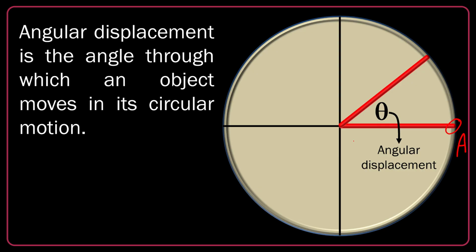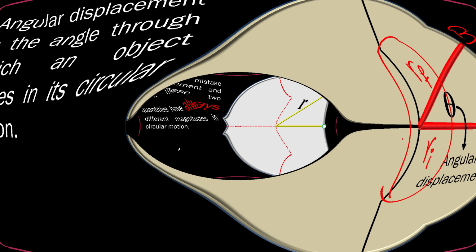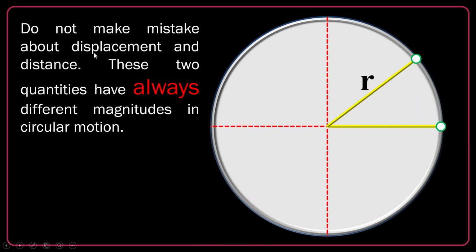Actually, I have an initial radius, Ri, pointing to A, and the final radius, Rf, a position vector pointing to B. Here, the openness between these two radii is called angular displacement. Do not make a mistake about displacement and distance. These two quantities always have different magnitudes in circular motion.